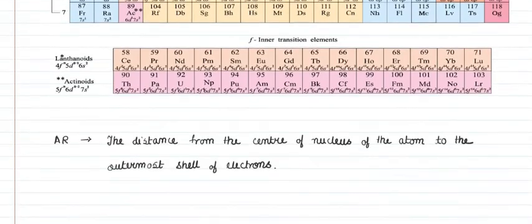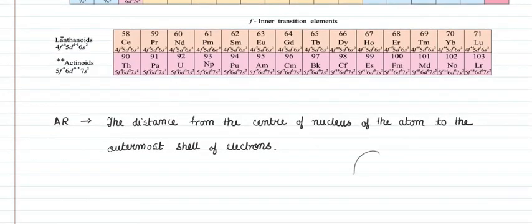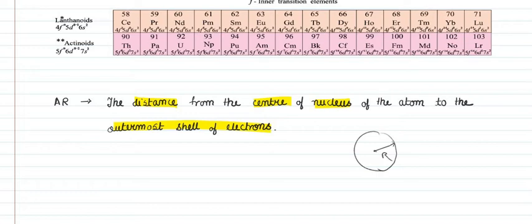What is the radius? In a circle, the distance from the center to the periphery is the radius, right? So for atomic radius, we just assume that the atom is a sphere. The distance from the center of the nucleus to the outermost shell of electrons is assumed as the atomic radius of that atom. It is very simple, actually.